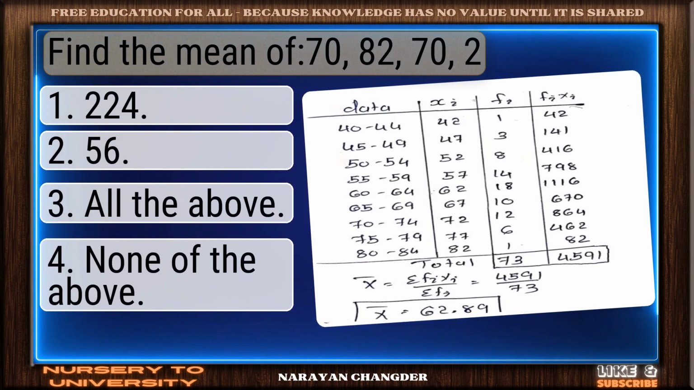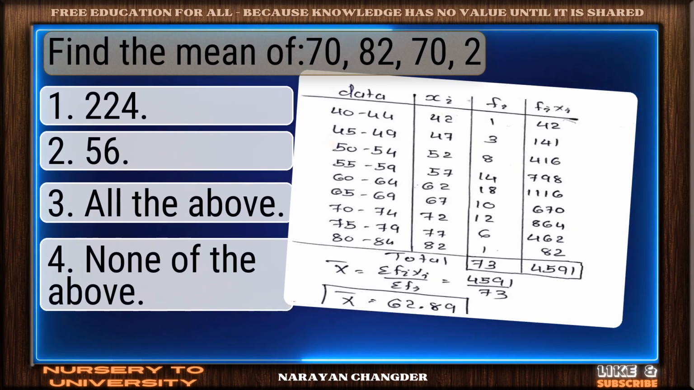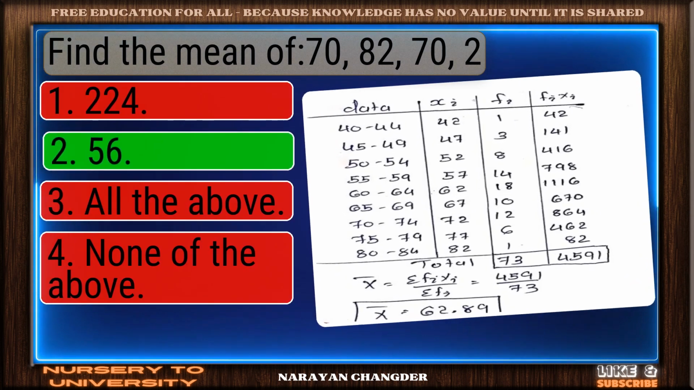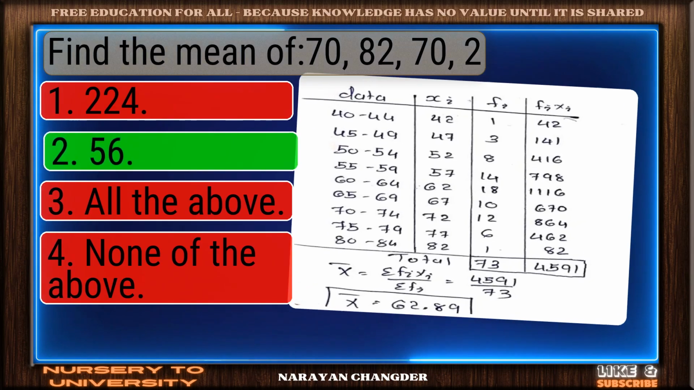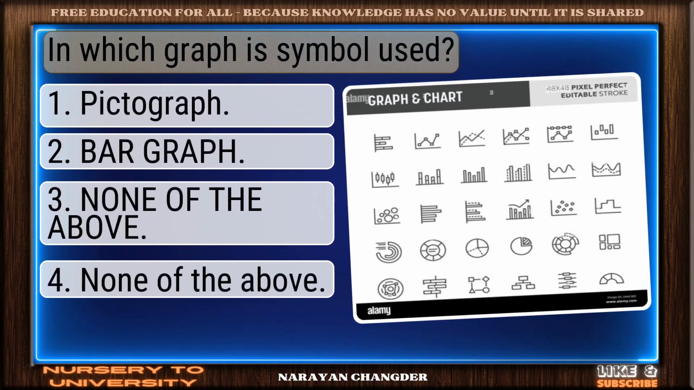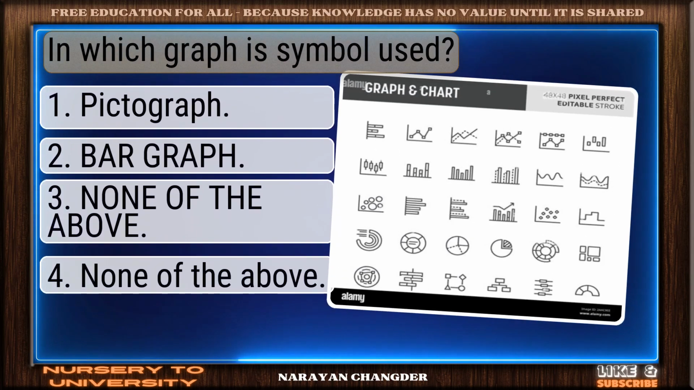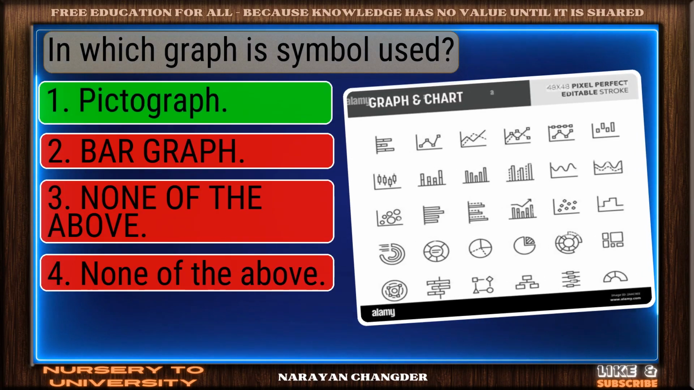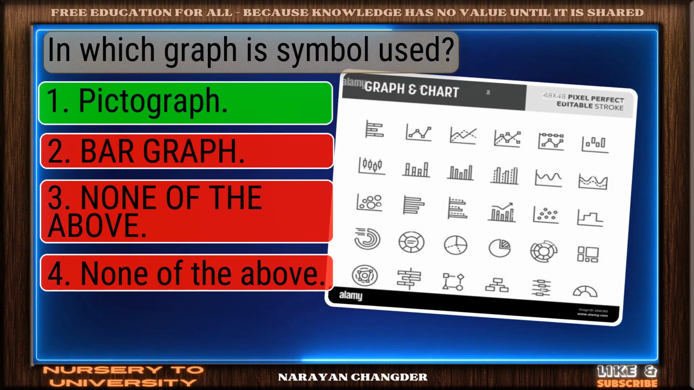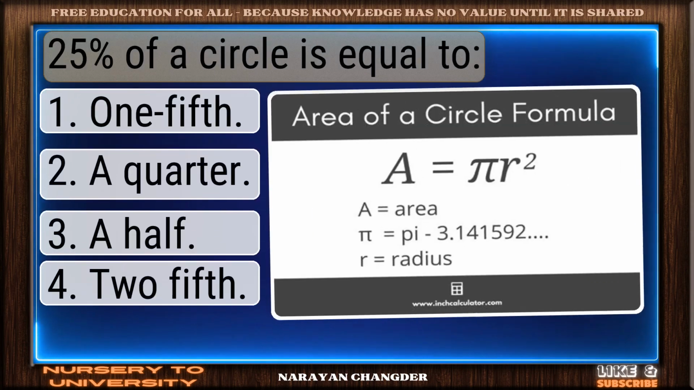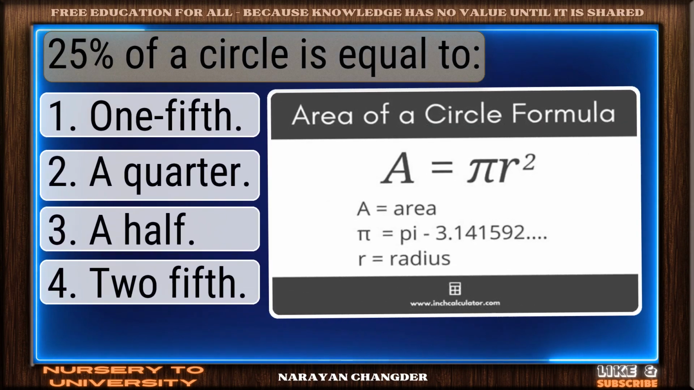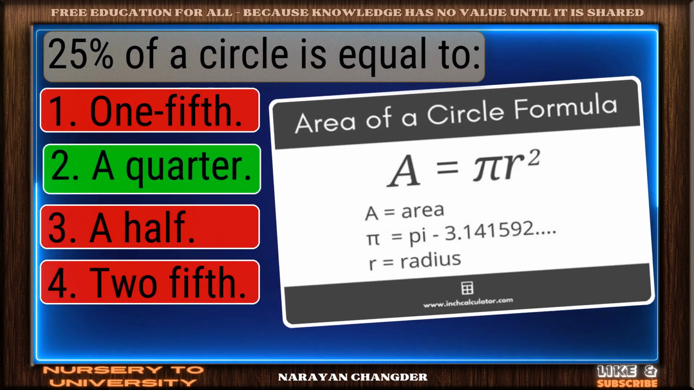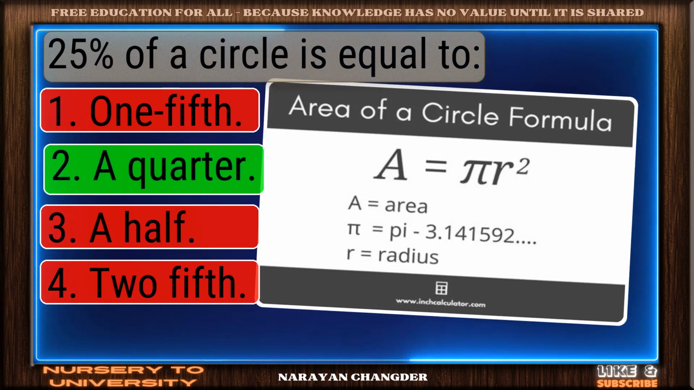Question number 272. Find the mean of 70, 82, 70. Great thinking. 56 is the right choice. Question number 273. In which graph is a symbol used? You're right. Pictograph is the correct answer. Question number 274. 25% of a circle is equal to? Well reasoned. A quarter is the correct choice.